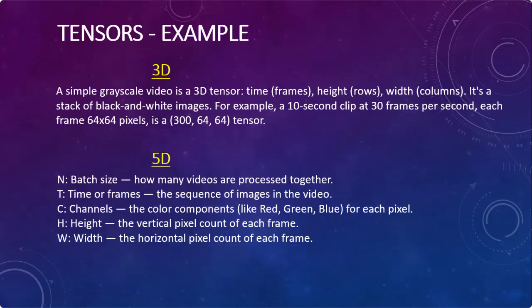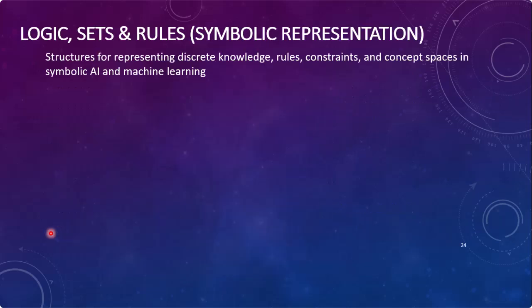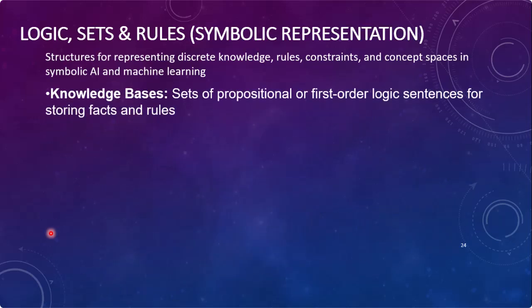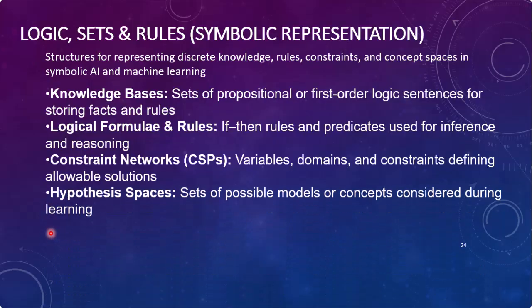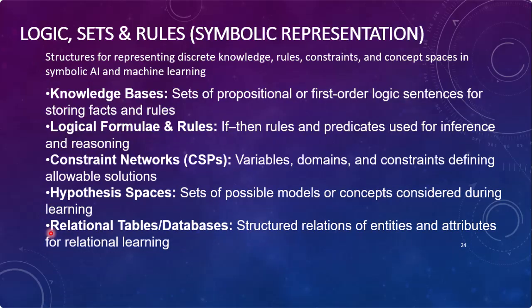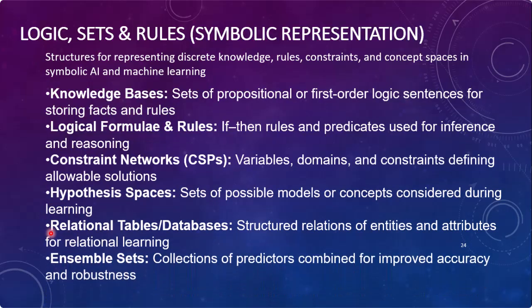Next, let's look at logic sets and rules. This is how we represent facts. For example, if it is a bird, it can fly. This includes knowledge bases and constraint networks for finding a solution that fits all rules. Now, this symbolic approach is great for ensemble sets, combining different AI models for better accuracy, and relational databases, where we store structured information about entities.